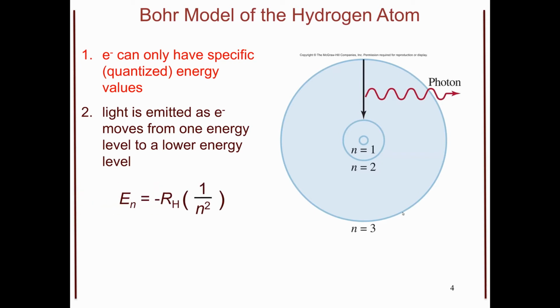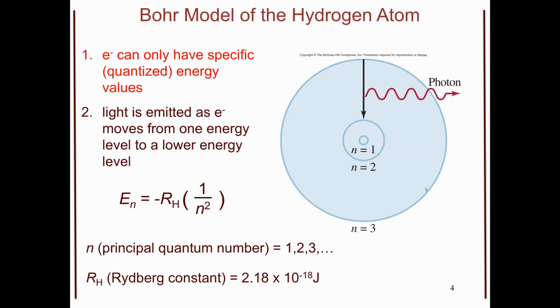The energy, as Bohr put it, is equal to negative RH times 1 over n squared. n is our principal quantum number. This is going to have integer values of 1, 2, 3, and so on until we get to approximately 7 or 8. RH is commonly known as the Rydberg constant. This is a known value for hydrogen as the amount of energy that it takes for an electron to move to another principal quantum number. That value is 2.18 times 10 to the minus 18th joules.